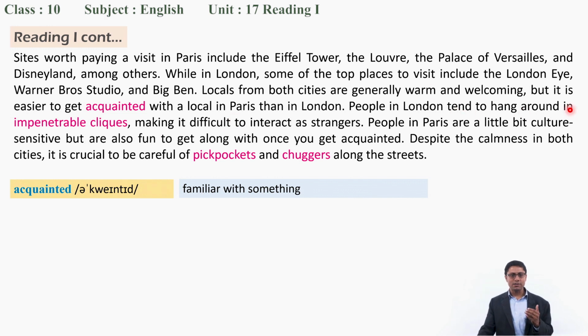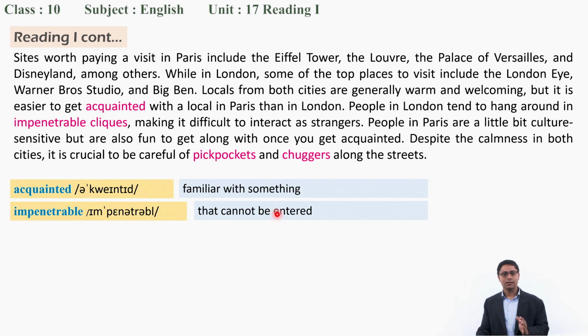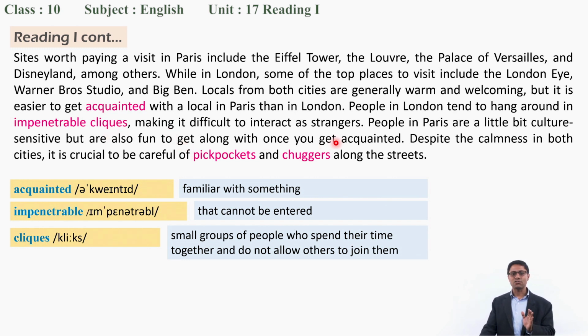People in London tend to hang around in impenetrable cliques. Impenetrable means that cannot be entered, you cannot get in. And cliques means small groups of people who spend their time together and do not allow others to join them. So in such groups, the people of London stay. That's why it's difficult to be familiar with them, making it difficult to interact as strangers. Strangers cannot easily interact there.